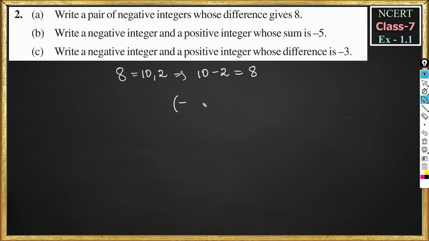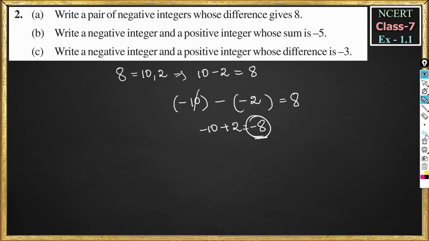So, one negative integer minus another negative integer should give the result 8. So let us take 10 here and 2 here. This becomes minus 10, minus of minus is plus 2, which is equal to minus 8. So the answer is wrong, we should get plus 8. So minus 10 and minus 2 are wrong.